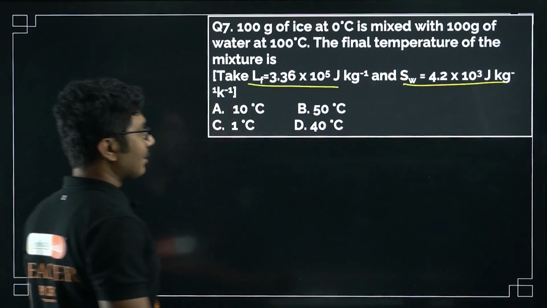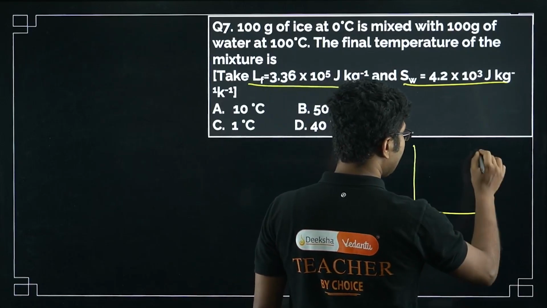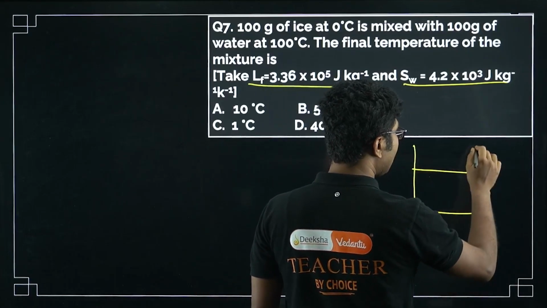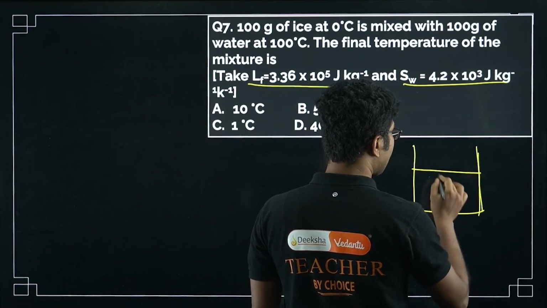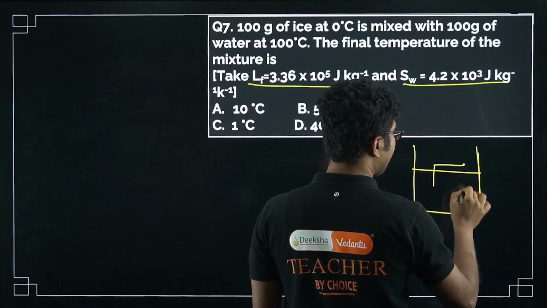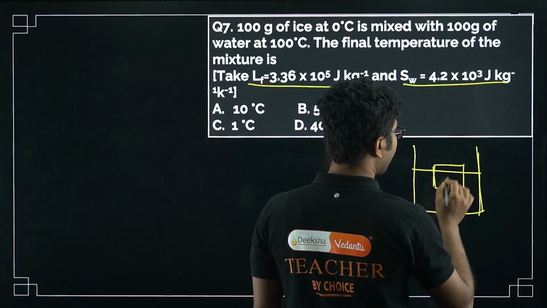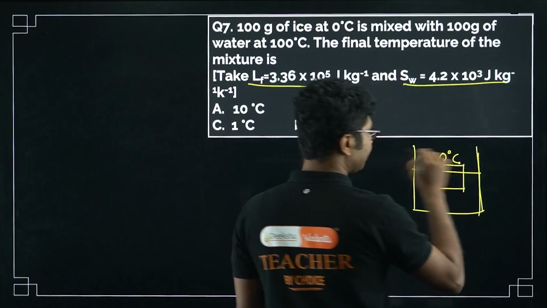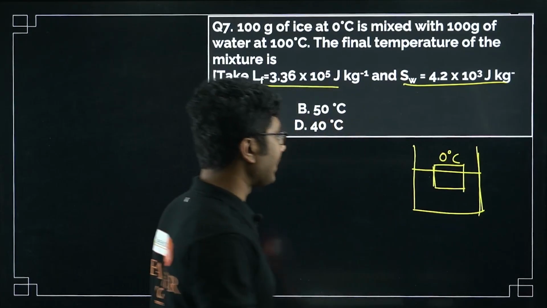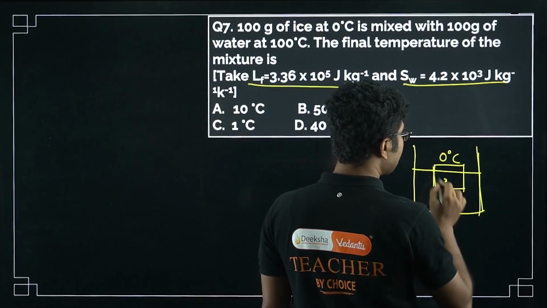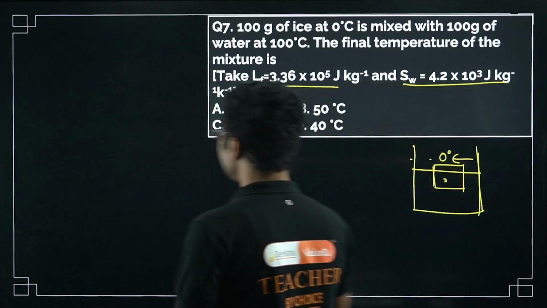So what is the question about? We have 100 degree Celsius water. It is not boiling, it is only 100 degrees Celsius water, and in between you have added 100 grams of ice at 0 degrees Celsius. So first what will happen: this ice will melt, and it will consume some heat energy.